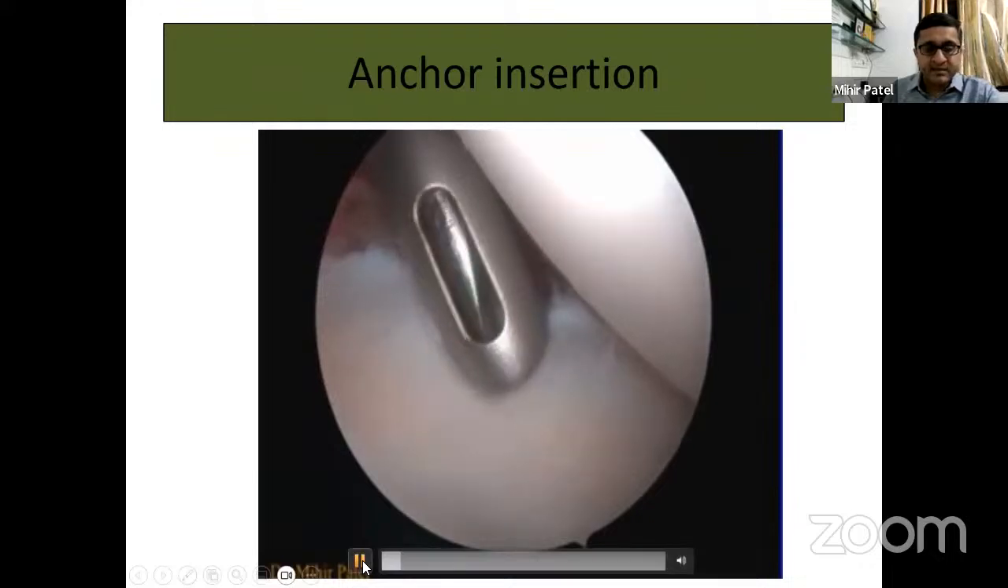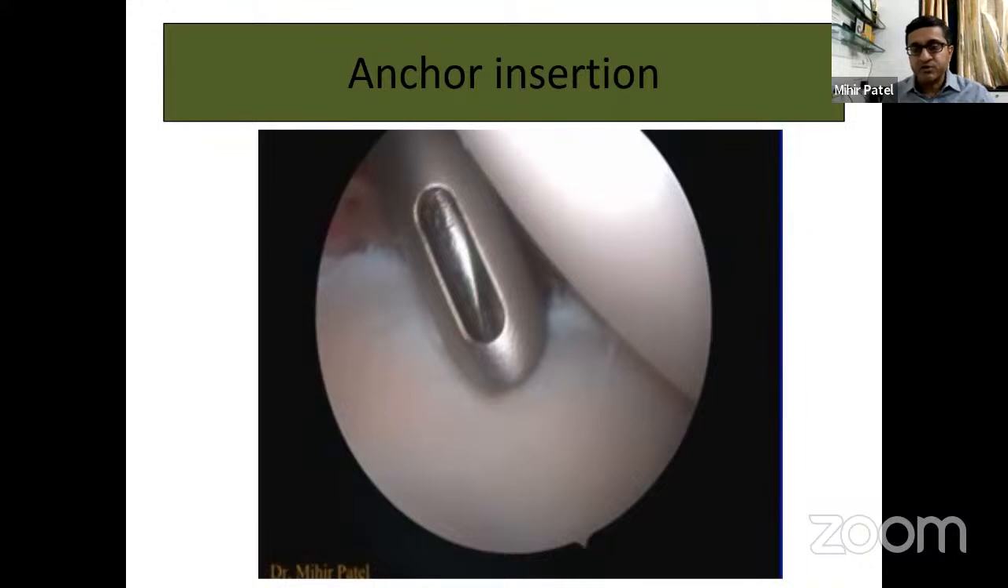So my next step is anchor insertion. Multiple anchors are available today. My choice of anchor today is an all-suture anchor, which is usually double loaded. These come with sleeves, as you can see, and they need to be drilled. The anchors are then packed into the glenoid, and typically they have 4 sutures, and then you can use them to repair the labrum back to the glenoid.